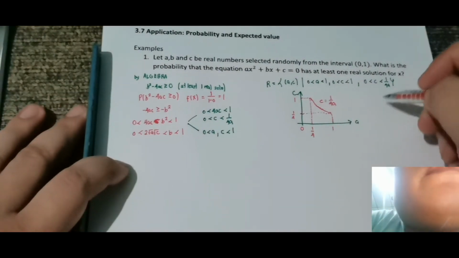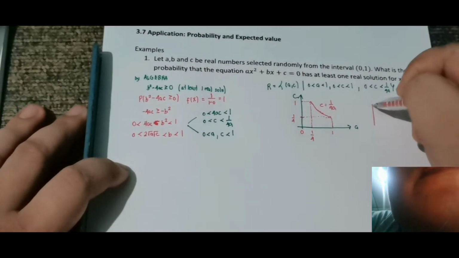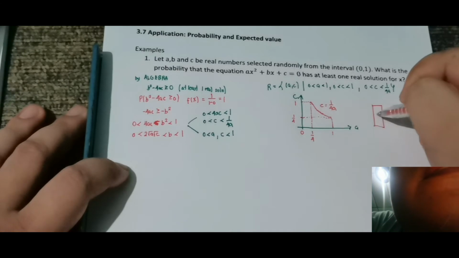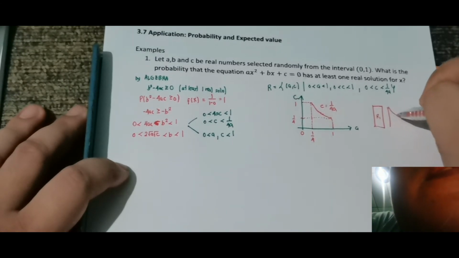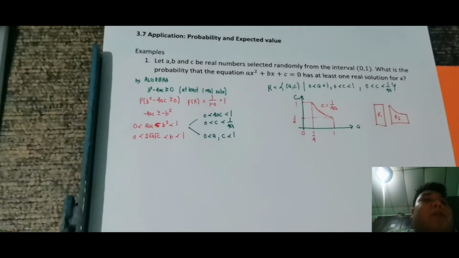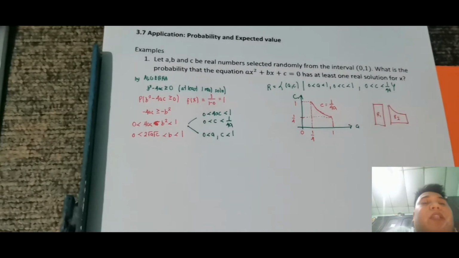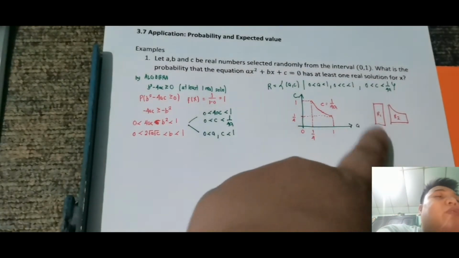So napansin mo, may dalawa tayong region dyan. Ang dalawang region natin, siyempre, ito yung unang region. Ito yung region 1. Yung pangalawang region natin is ito. Ito yung region 2. Okay, so dyan tayo babase ng ating boundaries. So, i-integrate na natin sila using that. So, 2 boundaries yung gagamitin.